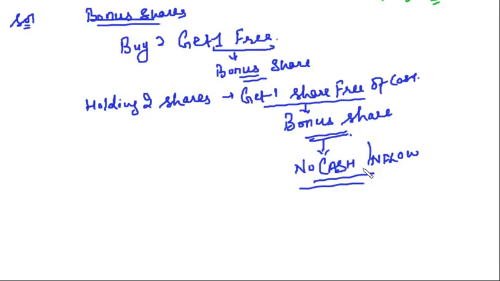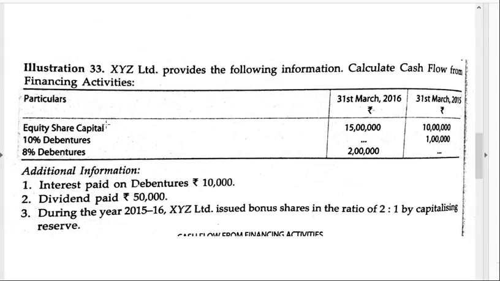Clear? So if you see the question, your share capital has increased from 10 lakh to 15 lakhs. How has this increased? For every 2 shares, 1 share is to be issued, so 50% is to be issued as bonus shares. On the 10 lakh, our bonus shares are 5 lakhs, and your share capital is 15 lakhs.